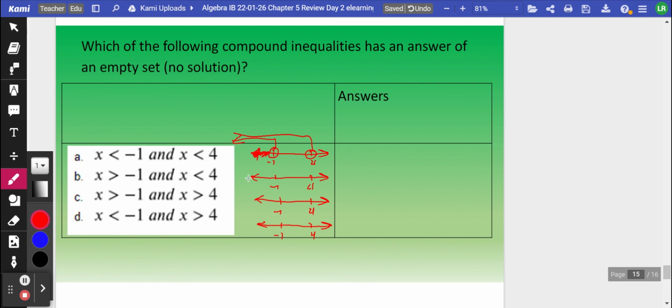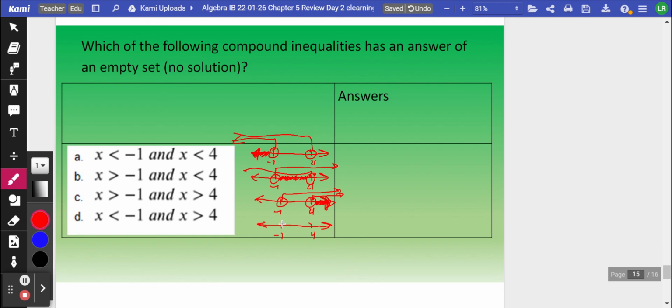The second one, this would be open going to the right. On the 4 would be open going to the left. Well, this one they meet in the middle. So this would have a solution. Right? Letter C, that would be open going to the right and open going to the right. Well, where are there 2 lines? On the right side. So that one has solutions.